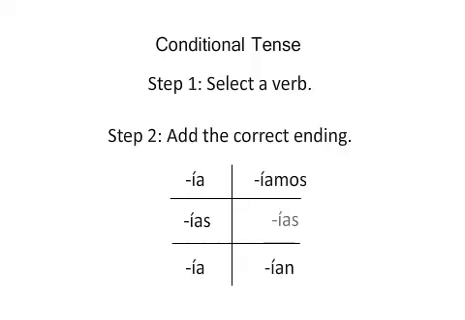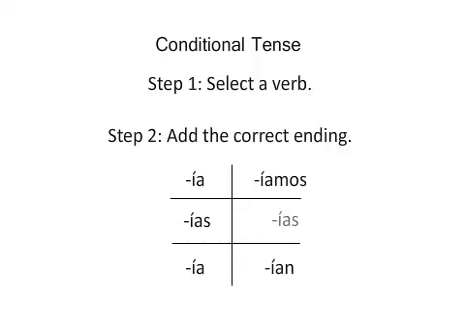The conditional tense is very easy to learn because it's very similar to a couple of other tenses that you've already learned. Notice that we have the exact same steps as the future tense. Select a verb and add the correct ending. Notice that just like the future tense, we do not cut off the ending. And we only have one set of endings for the conditional tense. If you look at these, they're actually identical to the endings for the imperfect tense: ía, ías, ía, íamos, íais, ían, with an accent mark on the I. That's the same as the endings for ER and IR verbs in the imperfect tense.